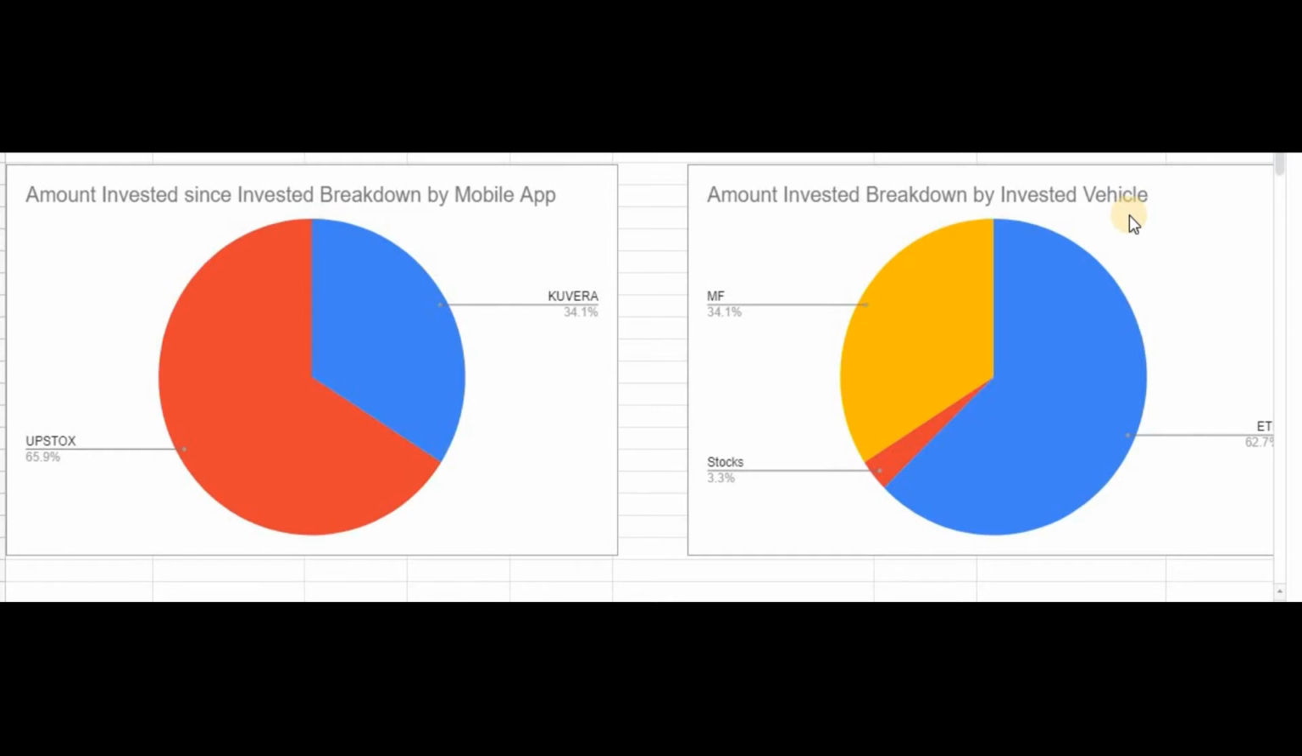Okay, coming to this pie chart, it explains one thing: the highest amount I invested is in ETF, that is 62.7%, the second highest amount I invested is in mutual funds, that is 34.1%, and the least amount I invested is in stocks, that is 3.3%. So these 2 graphs explain just my investment, what I invested in and how much of it goes to each investment. These 2 pie graphs explain that.